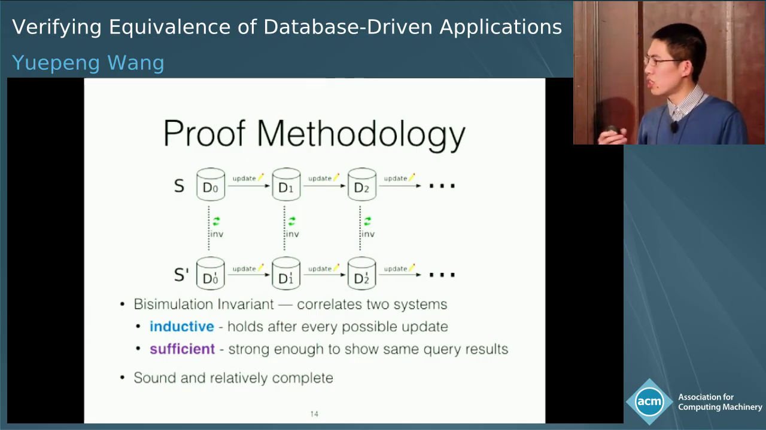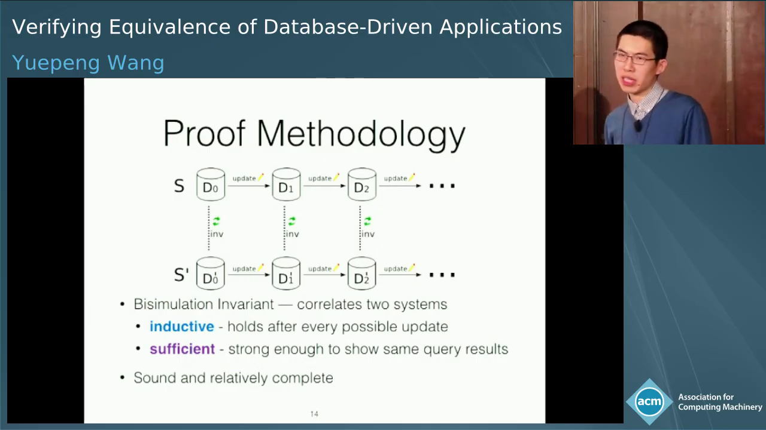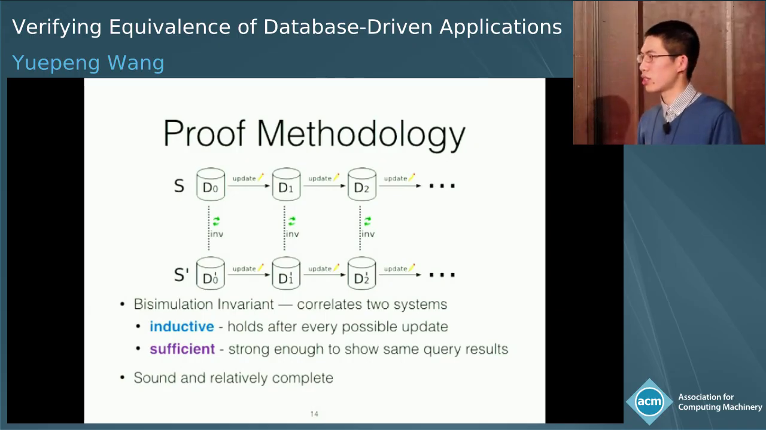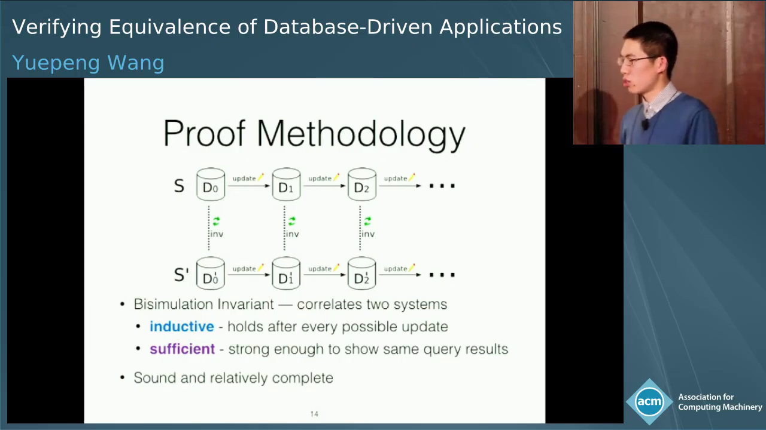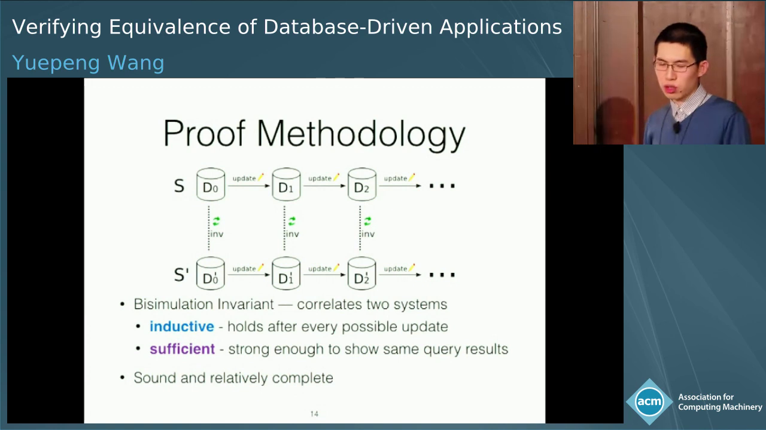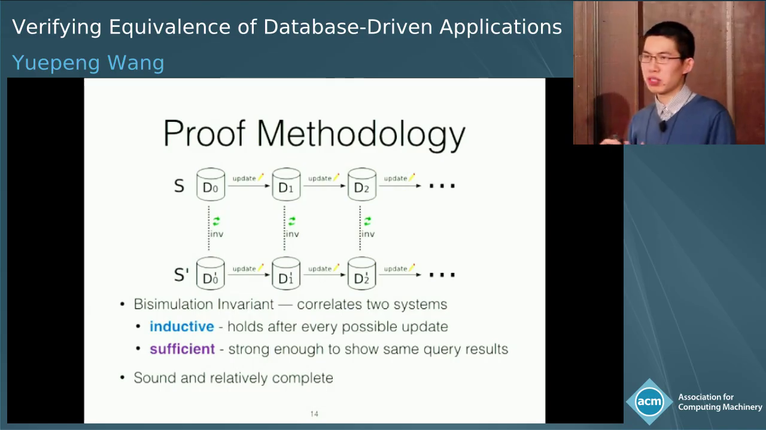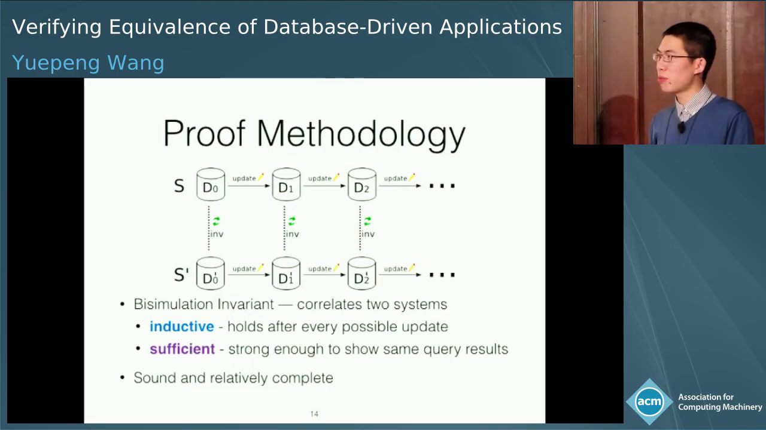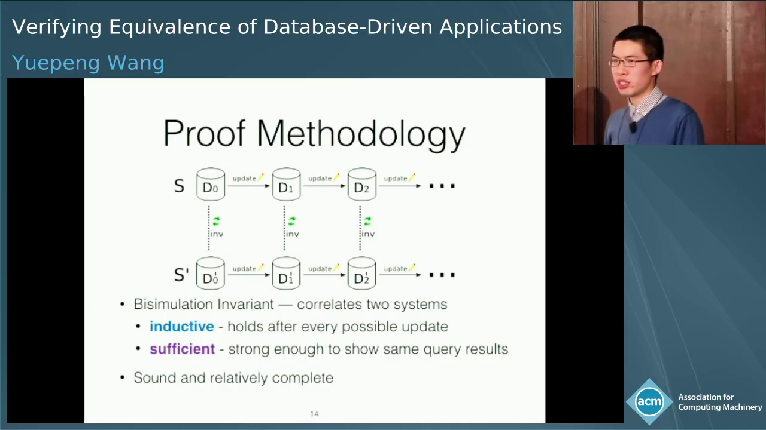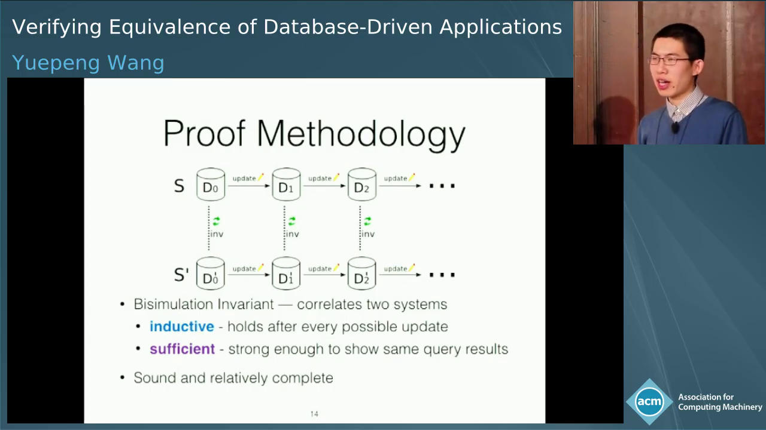That is, the invariant should be strong enough to show that for any pair of corresponding queries on both applications, these queries always generate the same result. So to recap, our strategy for proving equivalence in this context is to find an inductive bisimulation invariant that is strong enough to imply identical query results. And in the paper, we have proved that this methodology is sound and relatively complete. That means if two database applications are equivalent, you can always prove this by finding a suitable inductive bisimulation invariant.